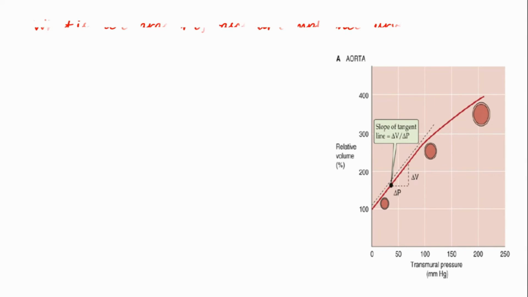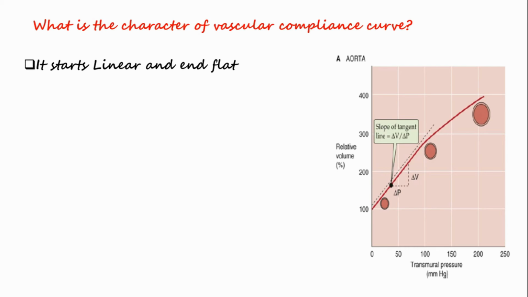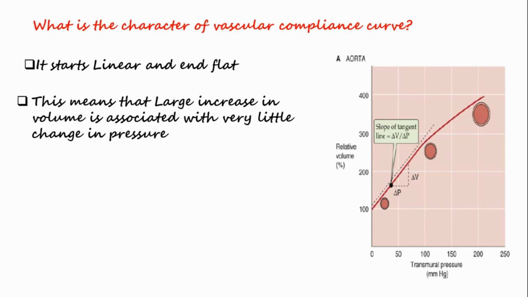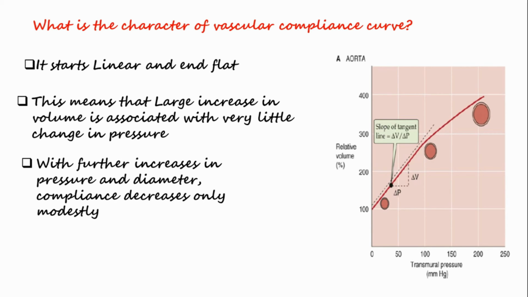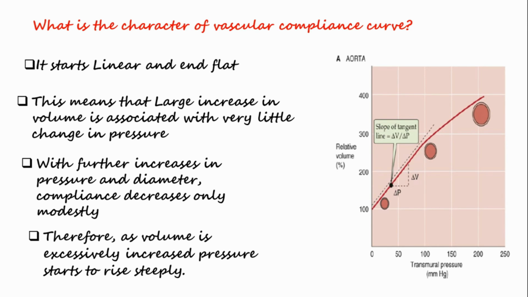What is the character of the vascular compliance curve? It starts linear and ends flat. This means that a large increase in volume is associated with very little change in pressure. But with further increases in pressure and diameter, compliance decreases only modestly. Therefore, as volume is excessively increased, pressure starts to rise steeply.